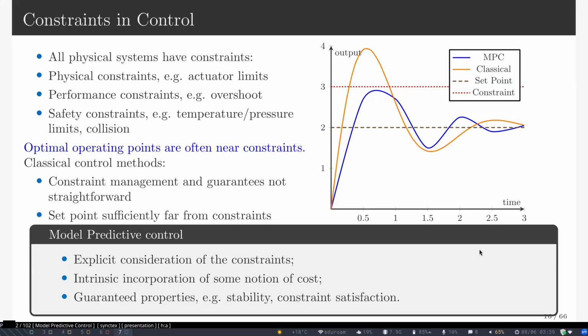So traditionally, when we would have a controller, we might have a behavior like an orange curve. It would be set point tracking, like a step response really. But we might have a constraint that this would have violated, and we would spend a lot of time tuning the gains of the controller so that we end up with something that doesn't violate that particular one. So that's constraint management, and those guarantees are not really straightforward. It becomes a bit of an art.